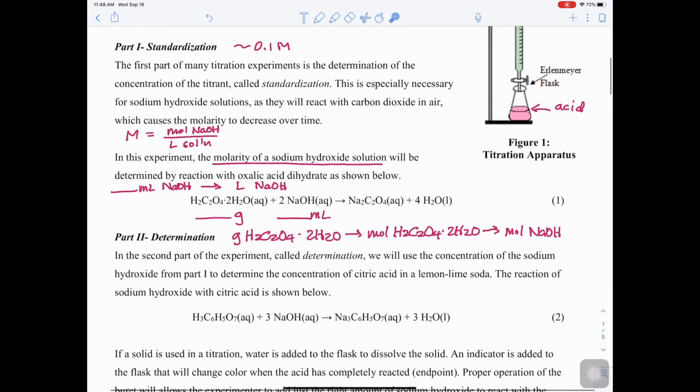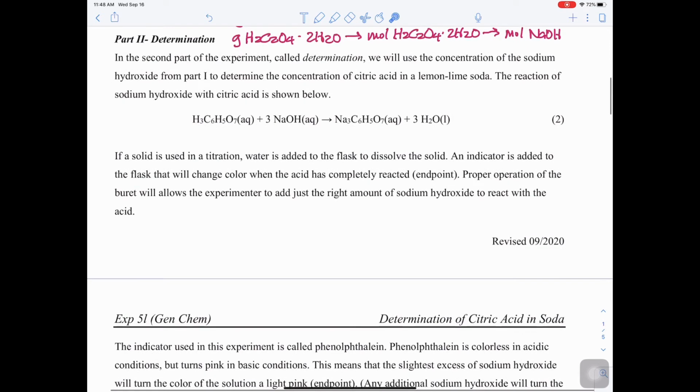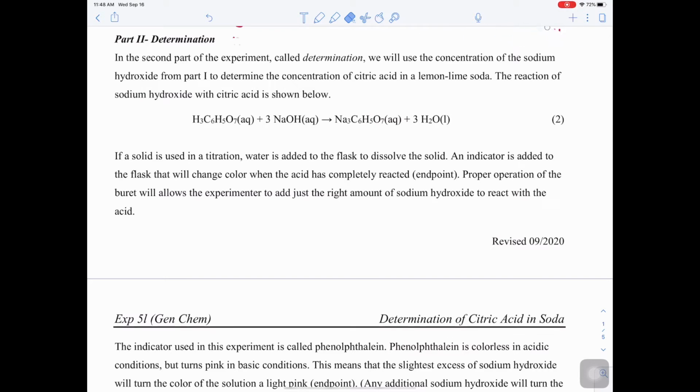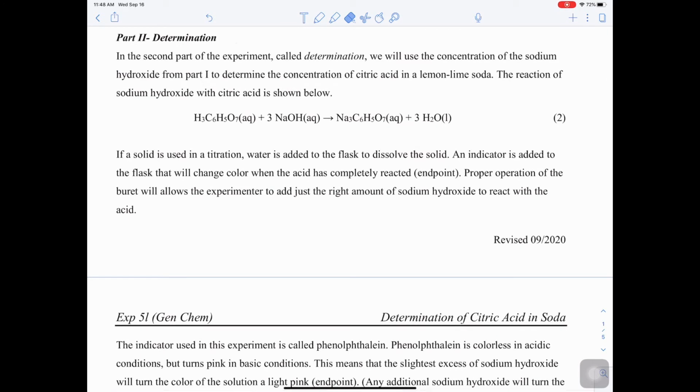After we've established that, then we can go on to the second part, which is the determination. Let's just get rid of this. In the determination, we're going to use the sodium hydroxide that we just standardized to find the concentration of an acid. In this case, it will be citric acid in a fictional soda called 6-down. So here we'll use the concentration of the sodium hydroxide that we just determined, and we're going to use this reaction here. This is citric acid. Citric acid reacts with 3 moles of sodium hydroxide to form sodium citrate and water.